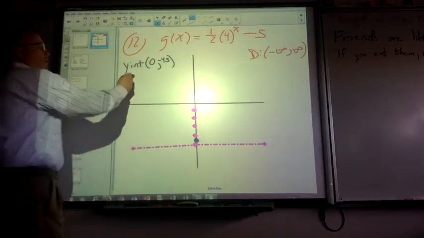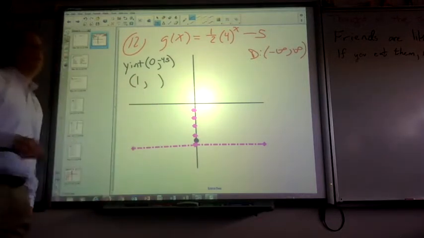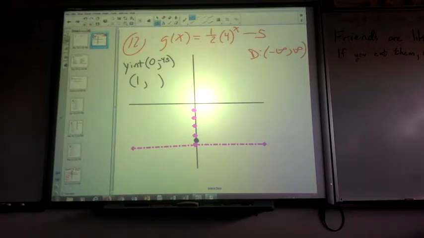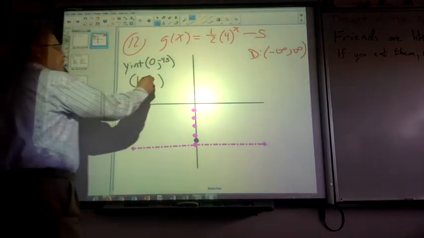Let's figure out my next point. So I'm going to plug 1 in. 4 to the first power is? 4. 4 times half is? 2. 2 minus 5 is? Negative 3.